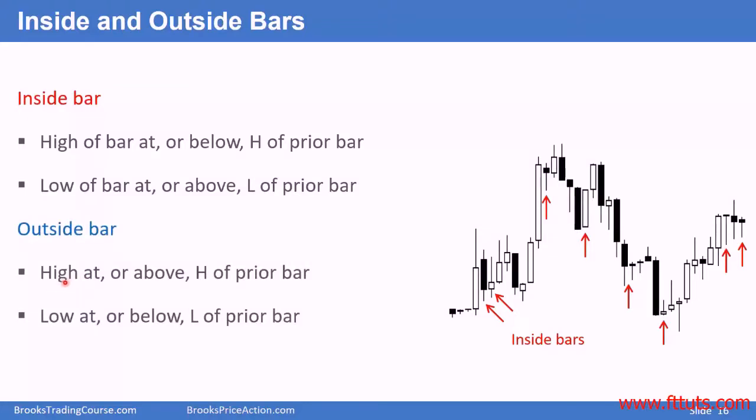That's why I say for an outside bar, the high is at or above the high of the prior bar, and the low is at or below the low of the prior bar. And an inside bar, the high is at or below the high of the prior bar, and the low is at or above the low of the prior bar. An outside bar here, outside bar here. And this is actually an outside bar as well. Its low was below the low of that bar. Its high was above the high of this bar.